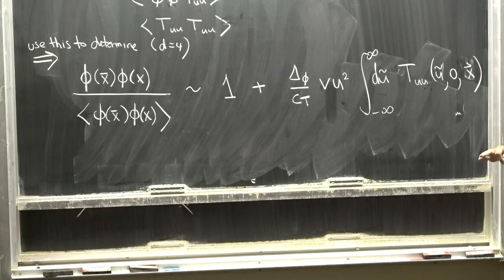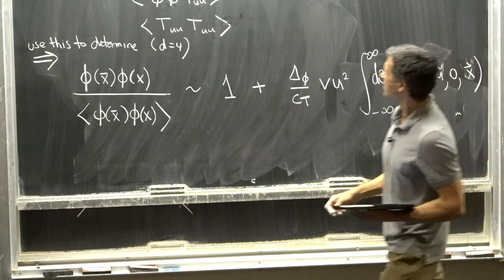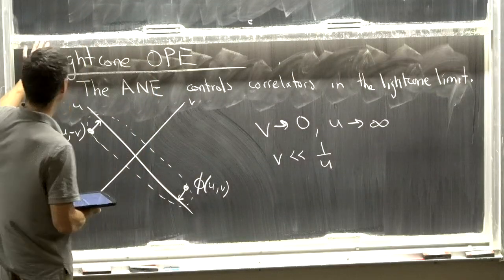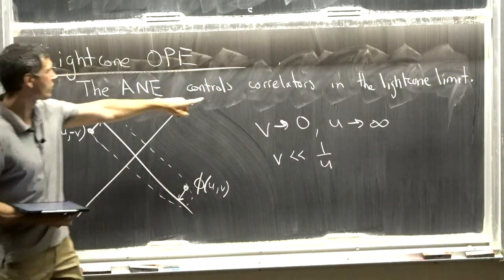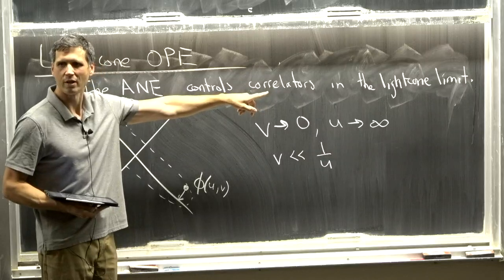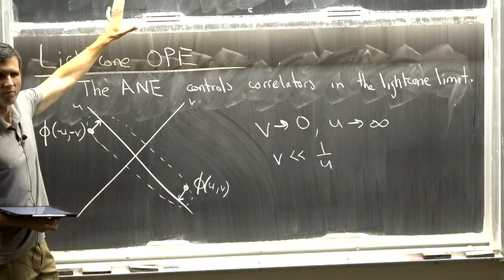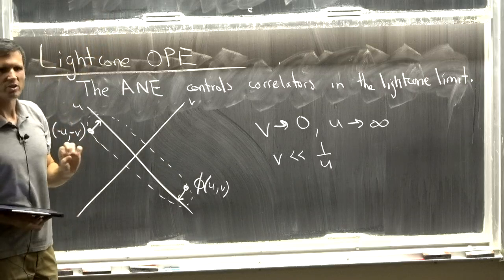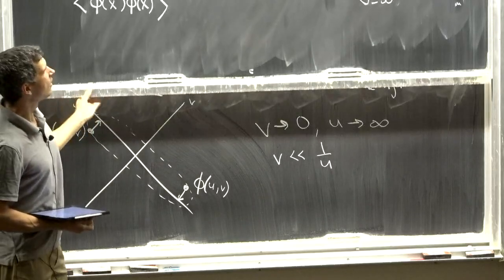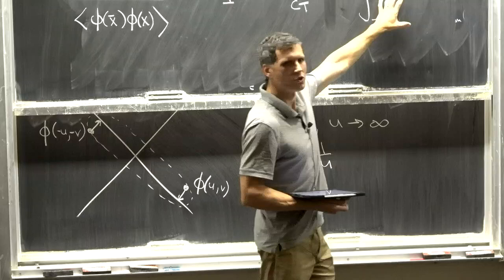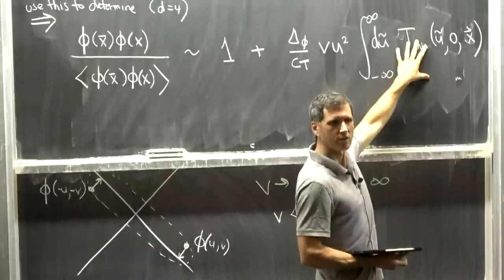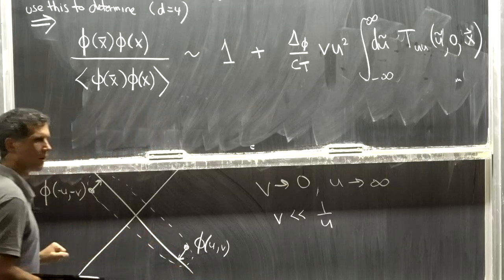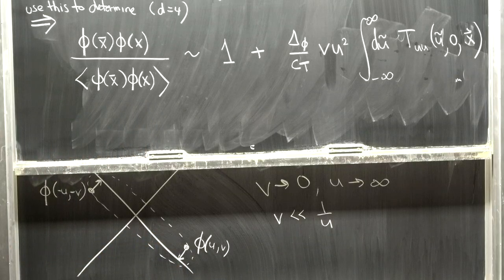So the conclusion is that, do I still have it up here? Okay, so I claimed in this discussion that we were going to show that the average null energy controls correlators in the lightcone limit, and that's what we've shown. We've shown that the leading contributions to the OPE, as you take operators to be lightlike separated, is controlled by this average null energy operator, the integral of T_uu over a light ray. Okay, questions about that?